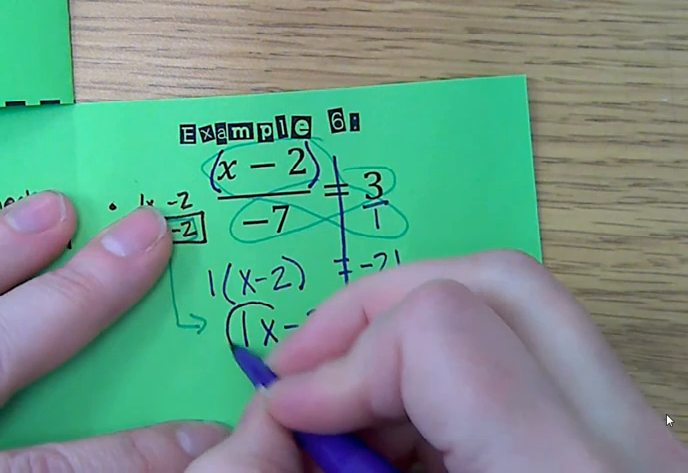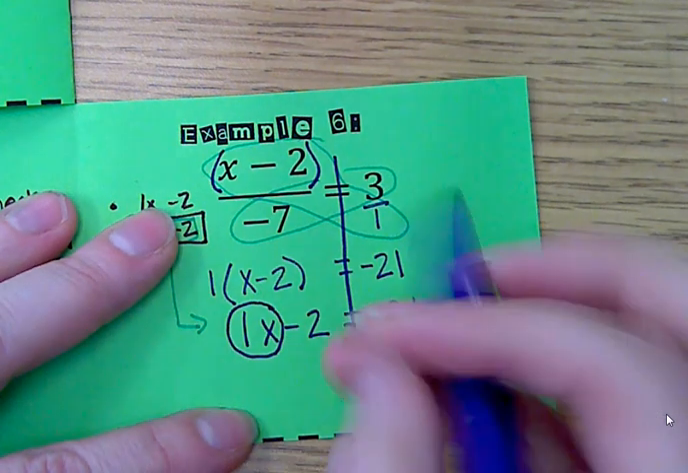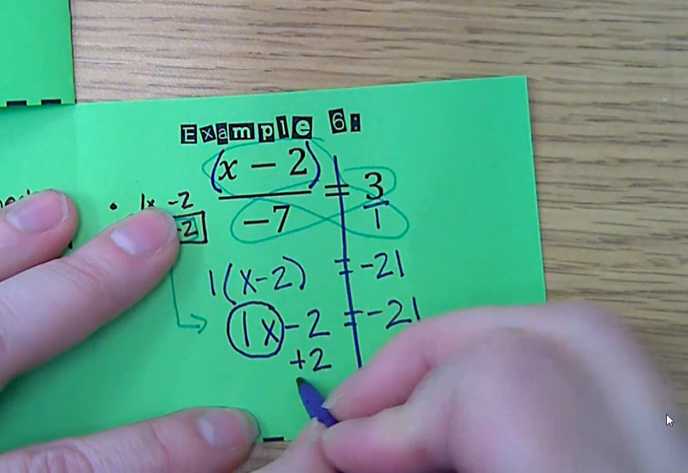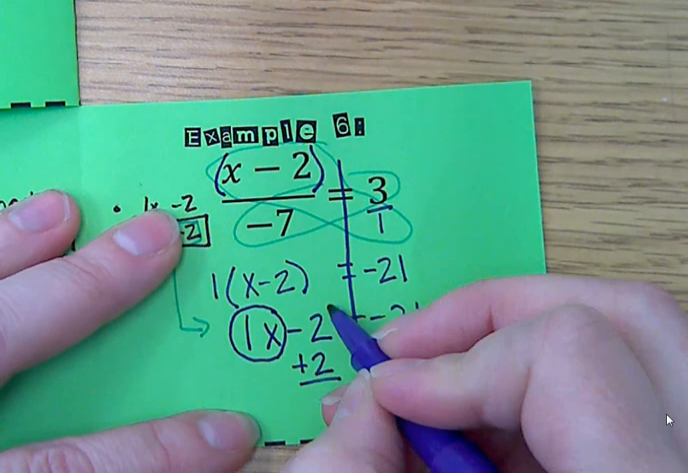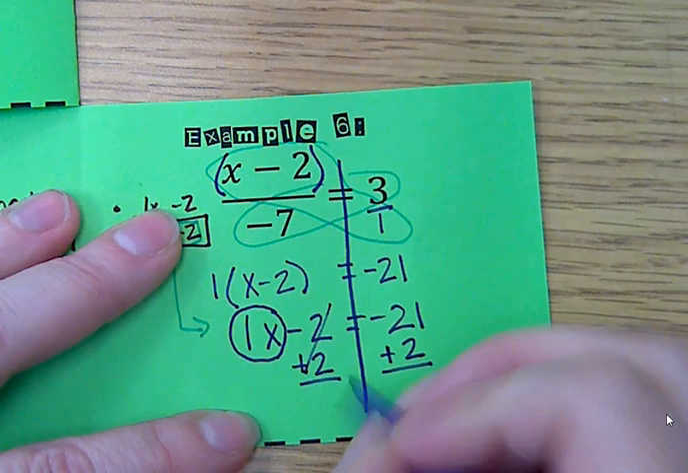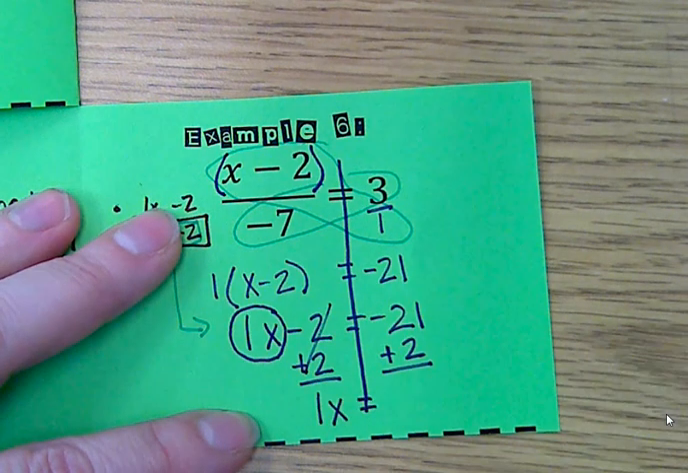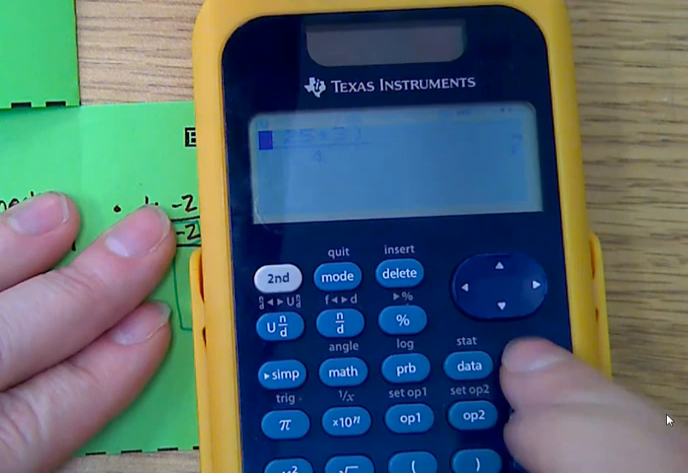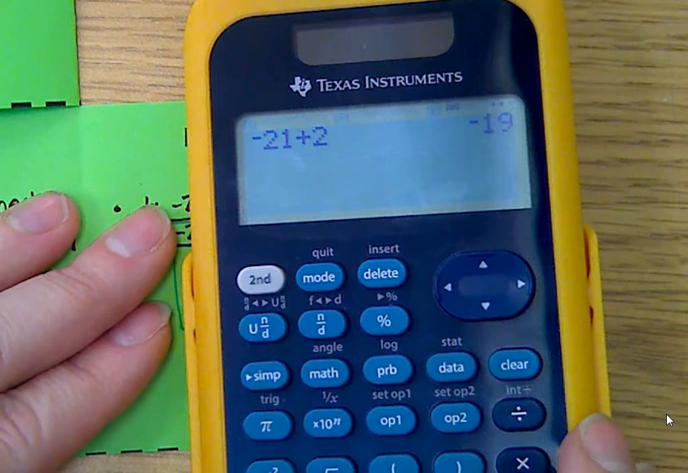I'm still looking for what I did to the x. I subtracted a 2. The opposite of subtracting 2 is adding 2. And whatever you do to one side, you need to do to the other. Those go to a 0 and cancel out, leaving me with a 1x. Negative 21 plus 2. Please use your calculator. Those negatives mess us up. Negative 21 plus 2 is a negative 19.